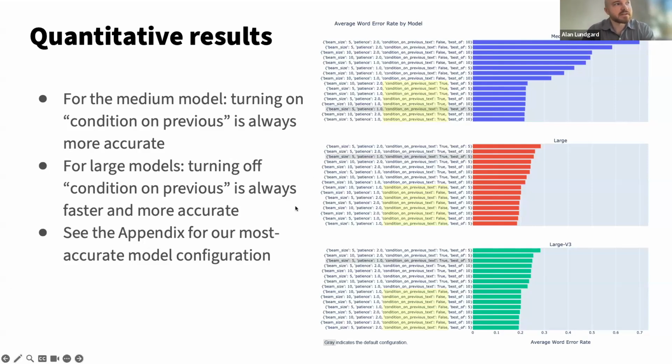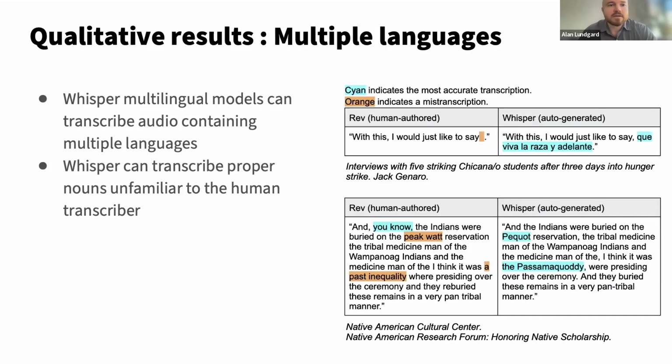You can check out the appendix at the end of these slides for more details on our most accurate model configuration. In addition to that quantitative testing, we also did qualitative analysis. Again, there are way too many details to get into in this talk, so I encourage you to check out the appendix, which goes over our method and some observations. But I just want to touch on a couple of noteworthy findings, especially related to multiple languages.